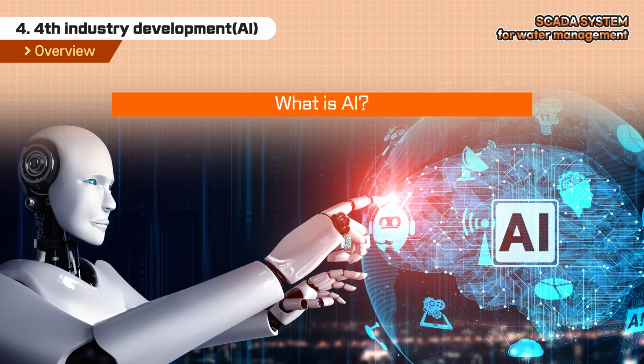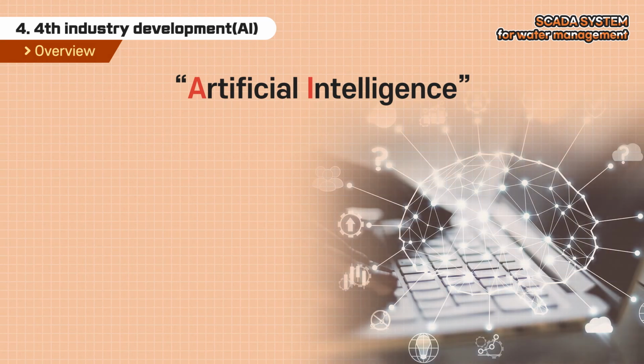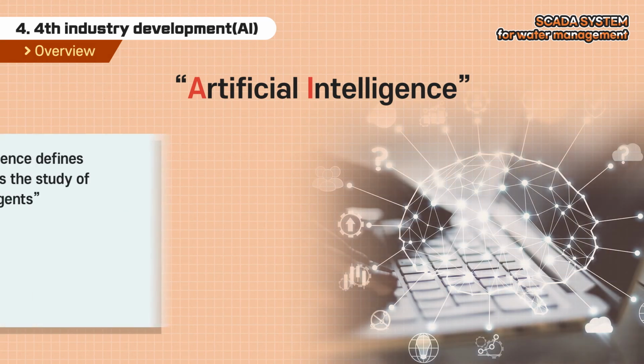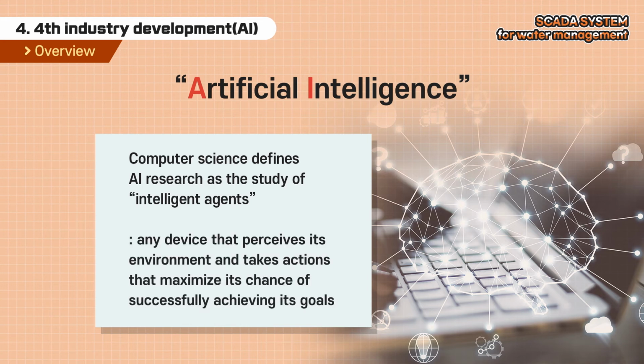What is AI? AI stands for Artificial Intelligence. Computer science defines AI research as the study of intelligent agents and as any device that perceives its environment and takes actions to maximize its chances of successfully achieving its goals.